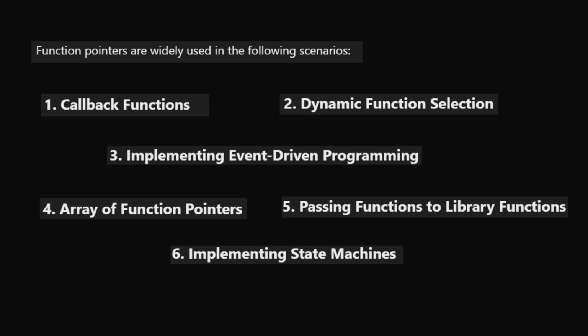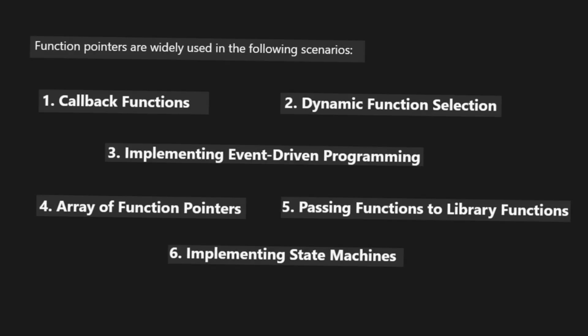4. Array of function pointers. An array of function pointers allows calling different functions based on array indices. 5. Passing functions to library functions. Functions like sort in the C standard library use function pointers for comparison operations. 6. Implementing state machines. Function pointers are used to manage state transitions in state machines for systems like embedded programming.